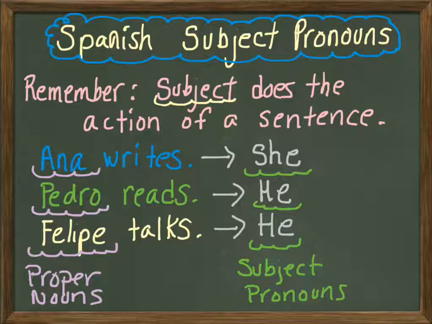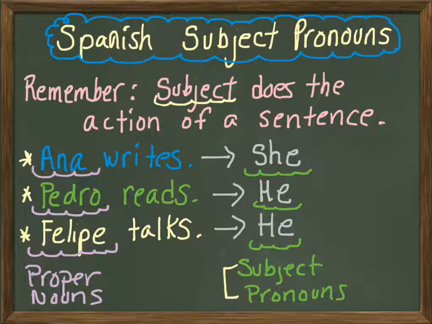Okay, so since Anna is doing the action of writing, she is the subject. Because Pedro reads, he is the subject. And Felipe talks, he is the subject. Okay, so they're all subjects. Now, it just happens that these subjects are proper nouns, and that means those are the specific names of these subjects. If you don't want to use proper nouns, your other option is to use subject pronouns, and that's what we're going to be focusing on.